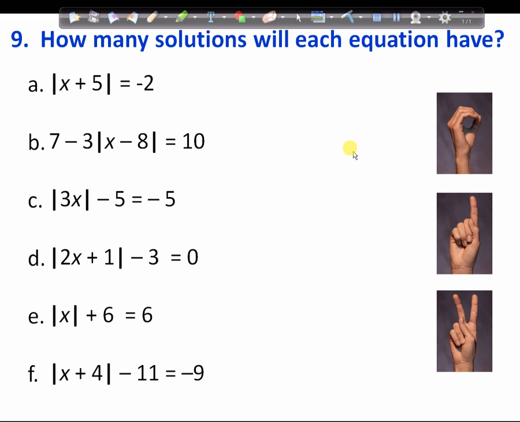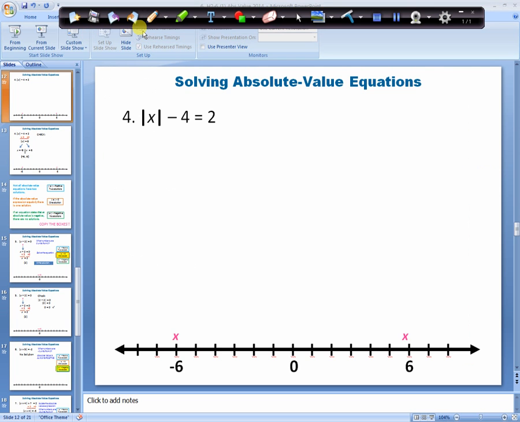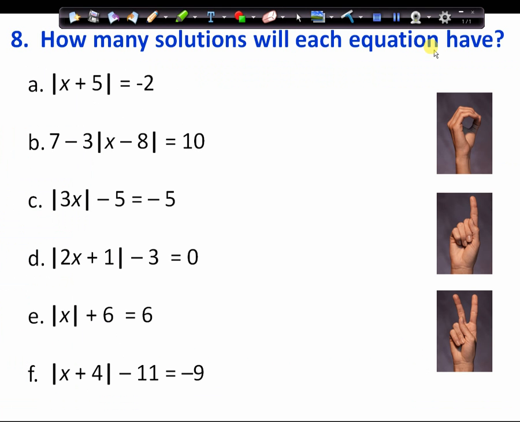Go ahead and take a minute. It says how many solutions will each equation have? We don't want you to solve these. We just want to know, is it going to have 0 solutions, 1 solution, or 2 solutions? So again, take a minute, tell us, do you think that each one of these equations have 0 solutions or no solution, 1 solution, or 2 solutions? So go ahead and pause the video and take a minute.